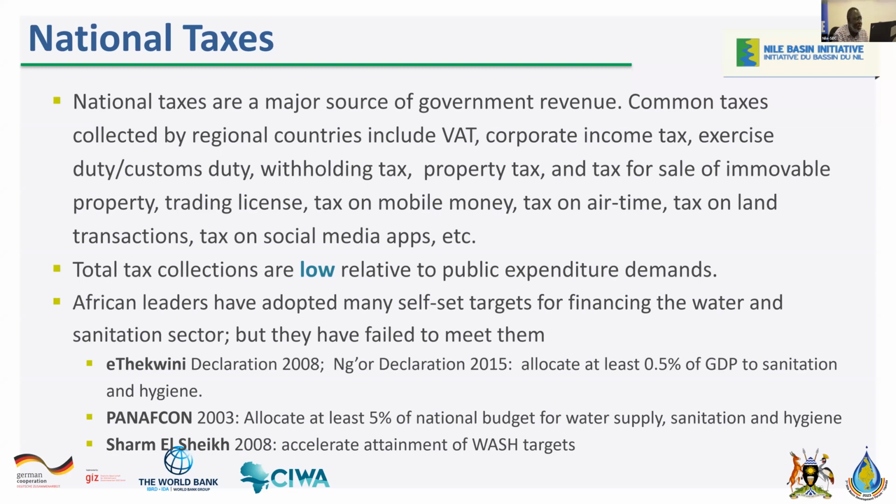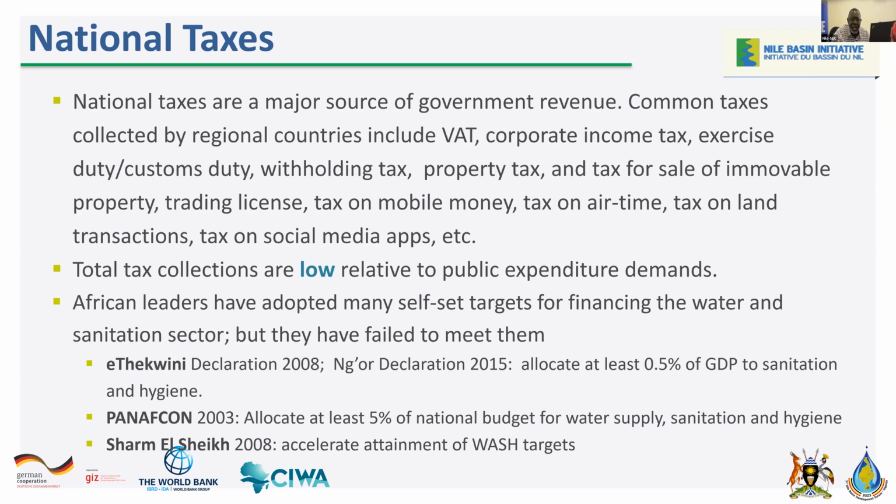There's the Ethekwini Declaration in South Africa, where the heads of state gathered, AMCOW ministers, and they committed themselves to allocating at least 0.5% of GDP to sanitation and hygiene. And that was reiterated under the Ngor Declaration in 2015. In the Pan-African conference in 2003, they committed themselves to allocate at least 5% of the national budget to the water sector.